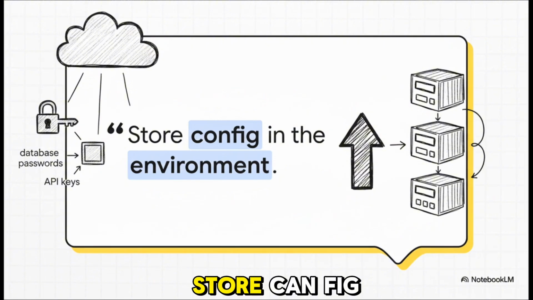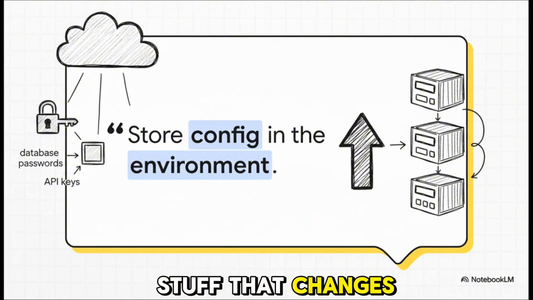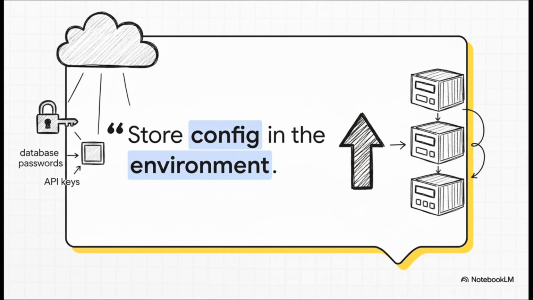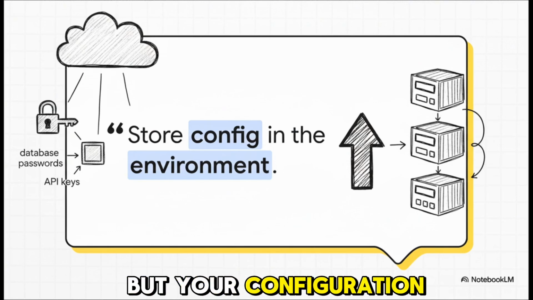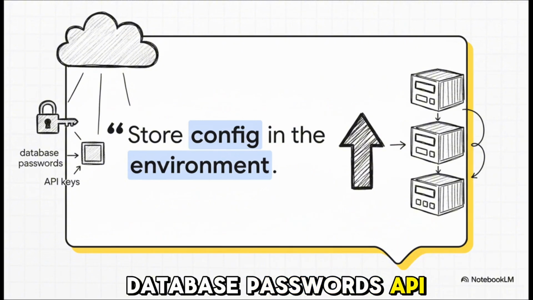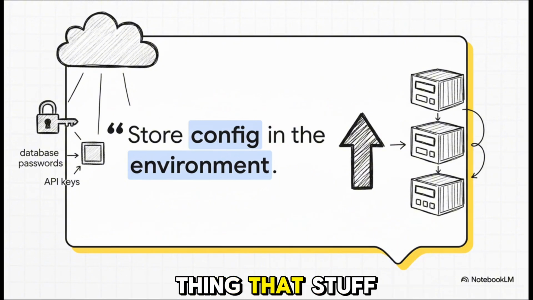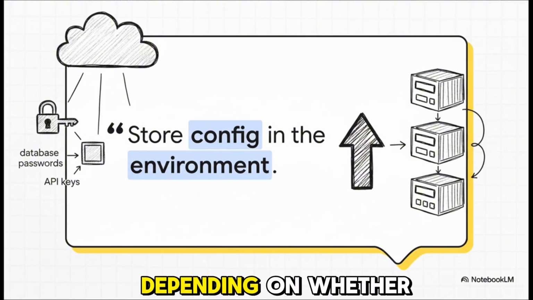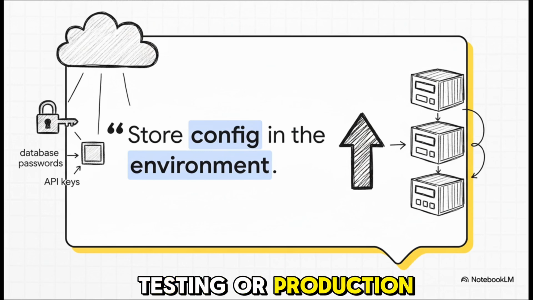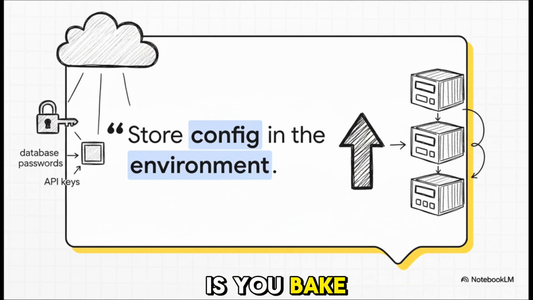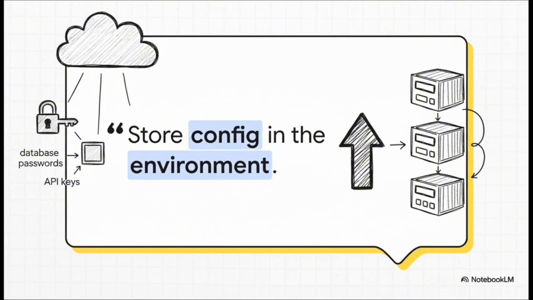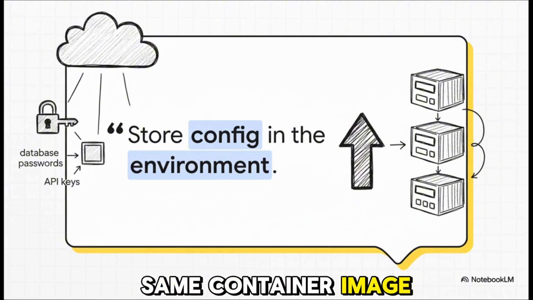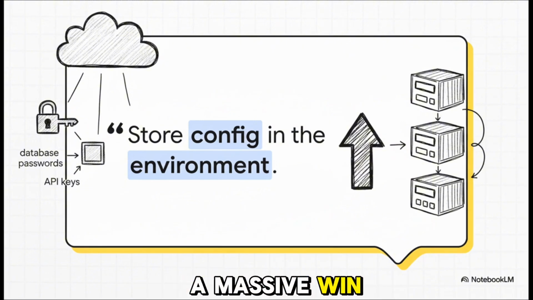First up, store config in the environment. This is all about separating the stuff that changes from the stuff that doesn't. Your code, that should be solid, unchanging. But your configuration, database passwords, API keys, that kind of thing, that stuff changes all the time, depending on whether you're in development, testing, or production. So the idea is you bake none of that into your code. Instead, you inject it from the environment. This lets you use the exact same container image everywhere, which is a massive win.